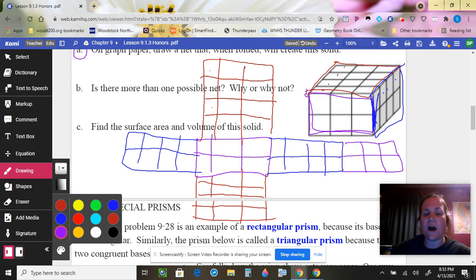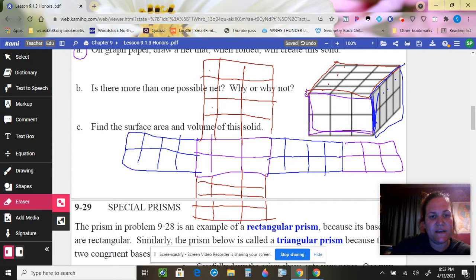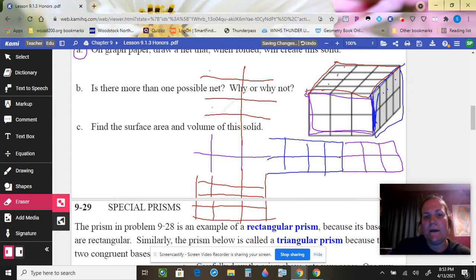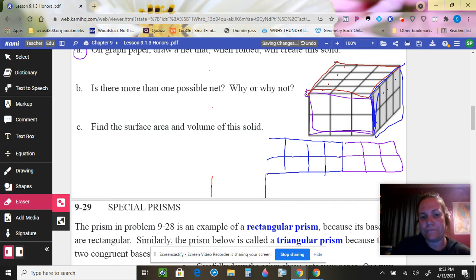You could also put this other purple side up by the red. We could put it up top by the red and fold it that way. So there's multiple ways to draw the net for us. Okay, I'm going to get rid of this net so we can talk about the surface area and the volume.